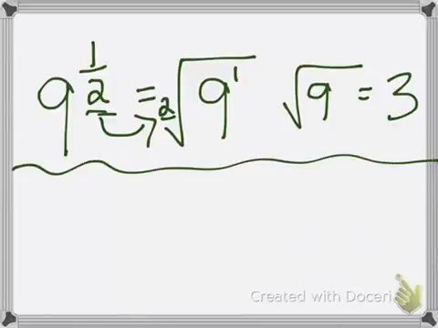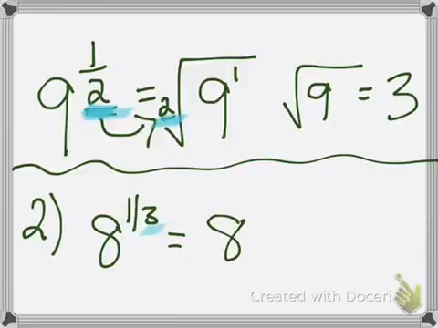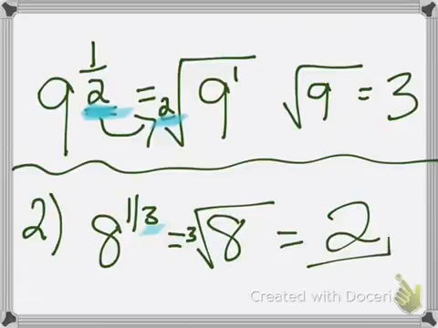All right. Another example, number 2, is 8 to the 1/3 power. And just like we saw the 2 was a square root here, now we've got 3. So we're going to write this as the cube root of 8, which we know is equal to 2.